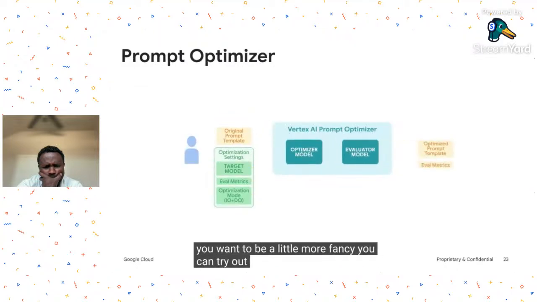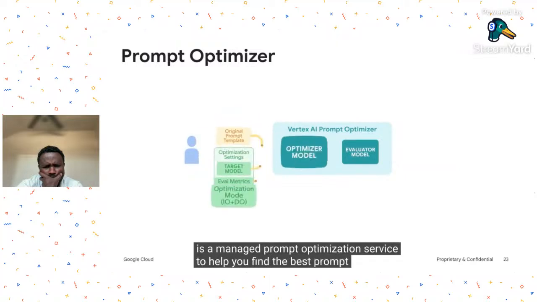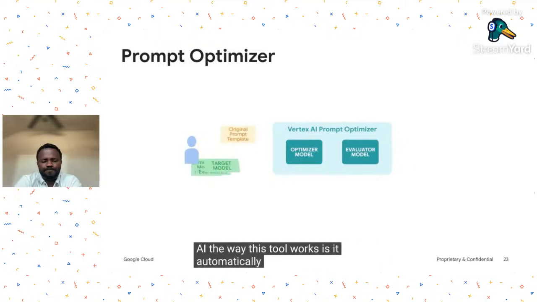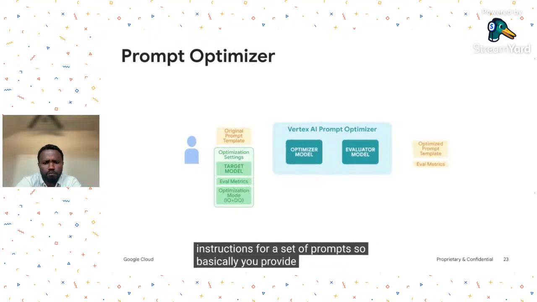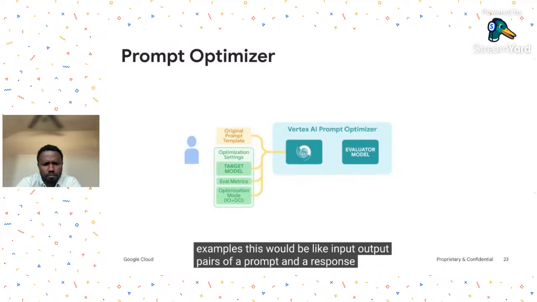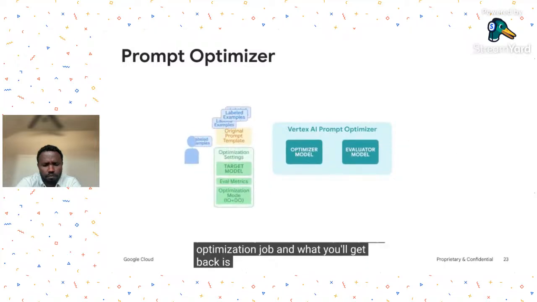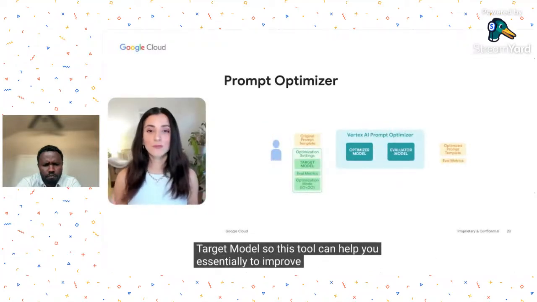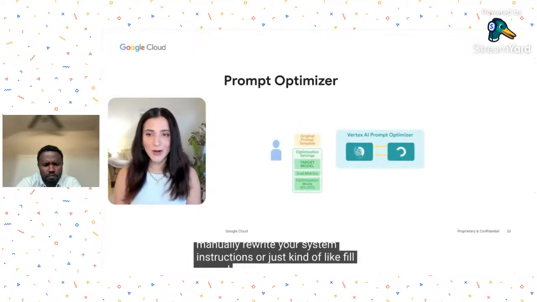Now, if you want to try something a little bit more elaborate, you want to be a little more fancy, you can try out the Prompt Optimizer, which is a managed prompt optimization service to help you find the best prompt using any of your preferred models on Vertex AI. The way this tool works is it automatically optimizes prompt performance by improving the system instructions for a set of prompts. So basically, you provide a few labeled examples. This would be like input-output pairs of a prompt and a response. And then you configure some optimization parameters. You kick off this prompt optimization job, and what you'll get back is an optimized prompt for your target model. So this tool can help you essentially to improve prompts quickly and at scale without you having to manually rewrite your system instructions or just fiddle around with individual prompts.